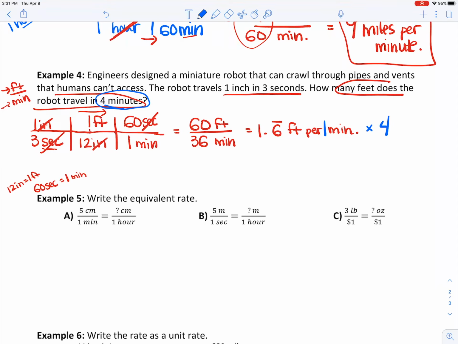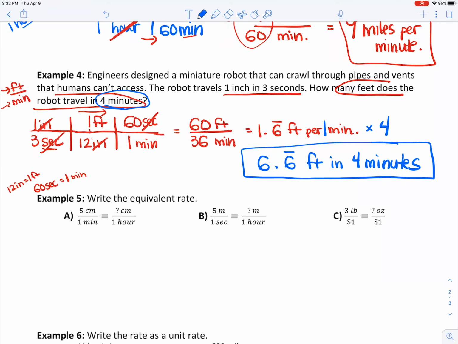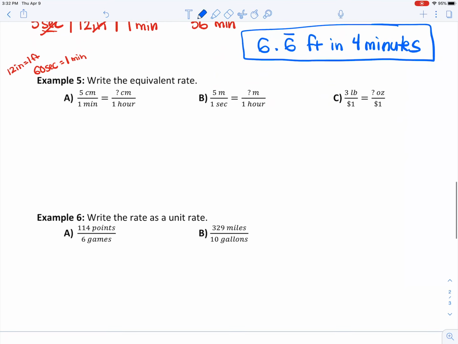Well, if I take 1.6 repeating times 4, I'm going to get 6.6 repeating. And that's feet in 4 minutes. All right, now I have answered my question. It would be 6.6 repeating feet per 4 minutes.